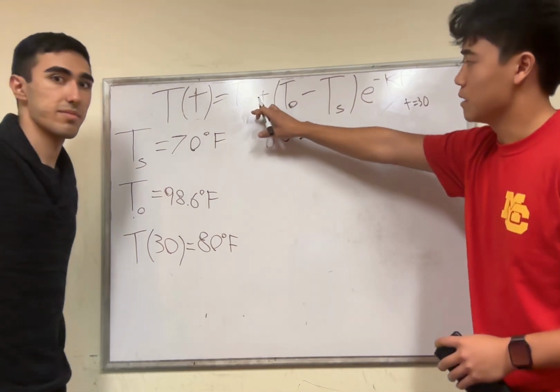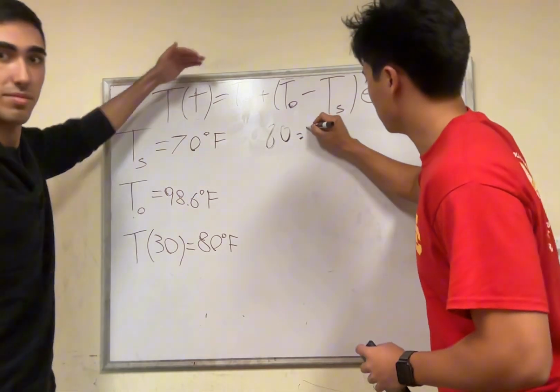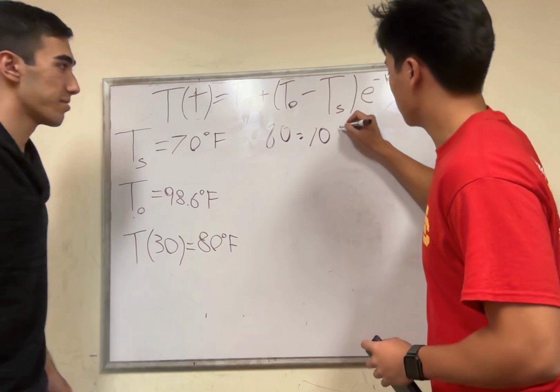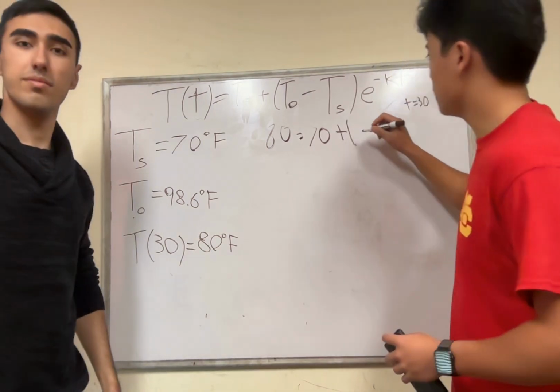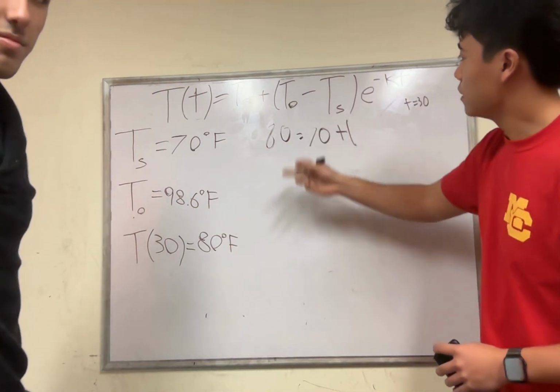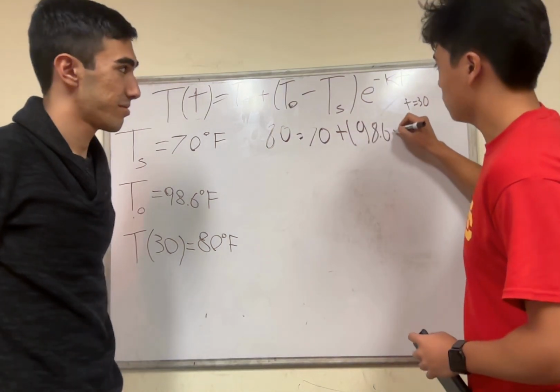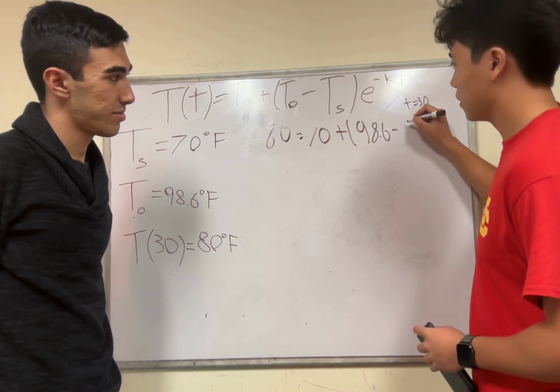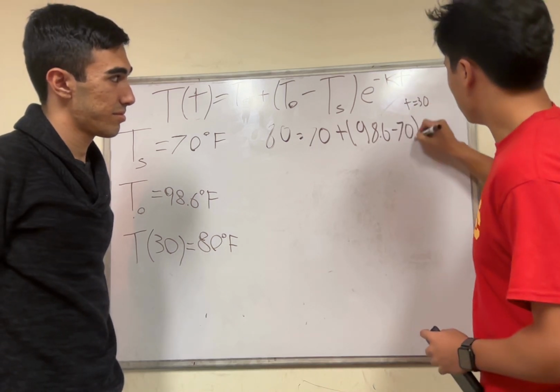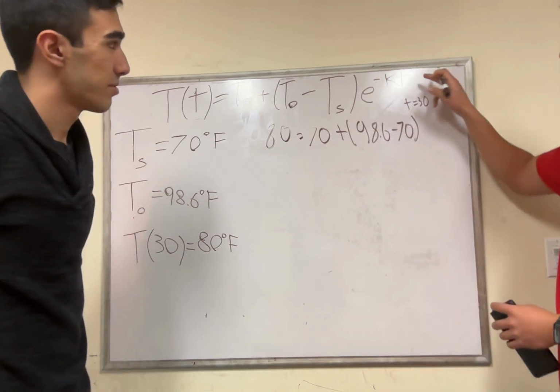And then our ambient temperature is going to be 70 degrees, so we can just plug in 70 right here. And then it's basically just plugging in all the variables. So our initial temperature was 98.6, and then we minus that by the ambient temperature again, which is going to be 70. And we multiply all of this by e to the negative kt.